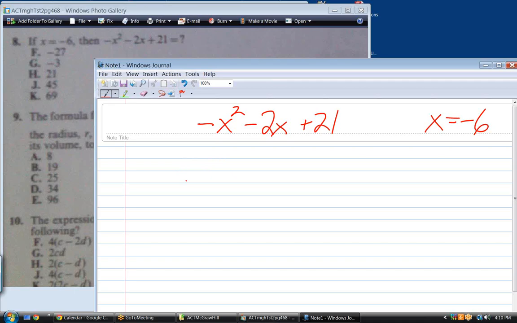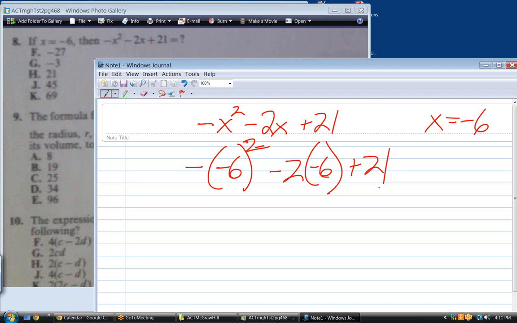So 6 squared. Hold on. X is negative 6. So the best way to do these is to not try to take any shortcuts. In other words, I want to write it like this. That way there will be no possibility of confusion. Never take a shortcut by simplifying it first.